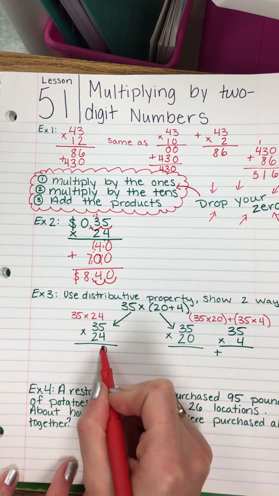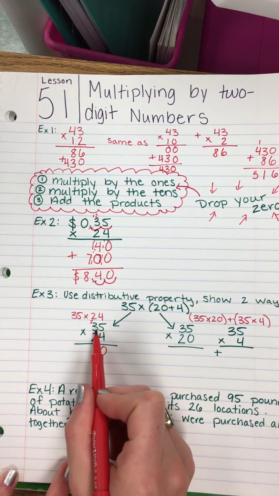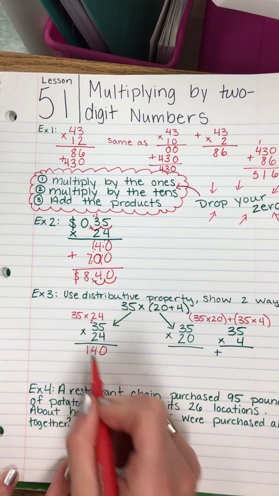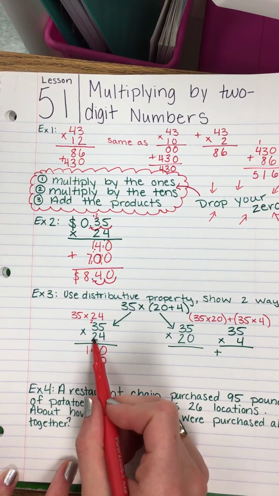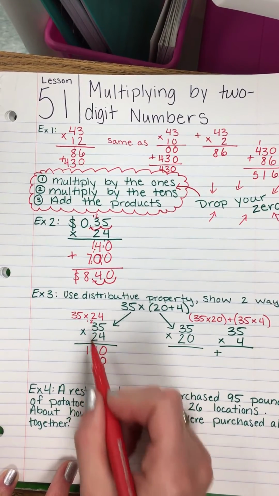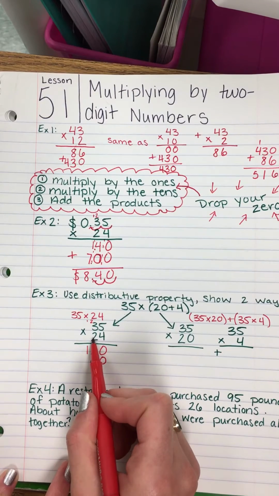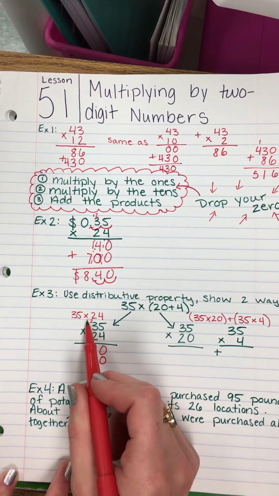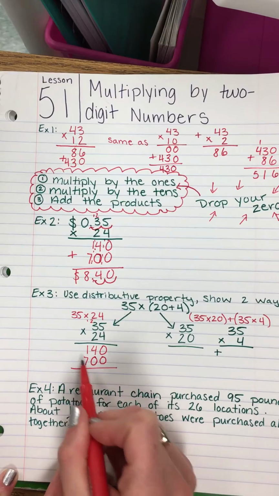Bring the 0 down. And then you do 4 times 3, 12, 13, 14. And then don't forget to drop your 0. And then do 2 times 5, which is 10, so 1, 0. And 2 times 3, which is 6, plus that one is 7. Then you add them together.